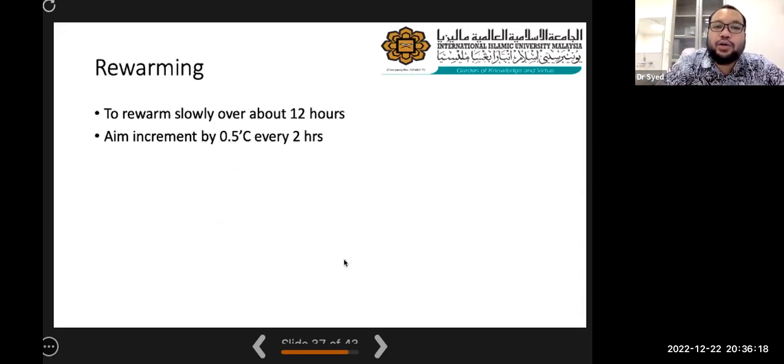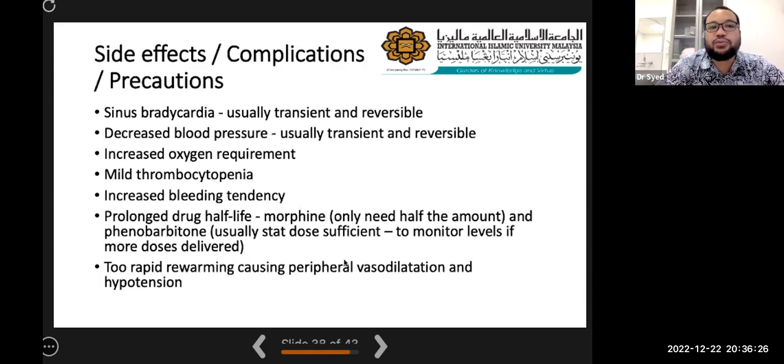Okay, so rewarming, again as mentioned before, slowly over 12 hours. Increment by maximum is 0.5 degrees Celsius every 2 hours. What are the complications of therapeutic cooling? Sinus bradycardia. So the baby will become bradycardic, like in cryotherapy. When the temperature is low, your heart rate will also drop. But usually it's transient and it's reversible.